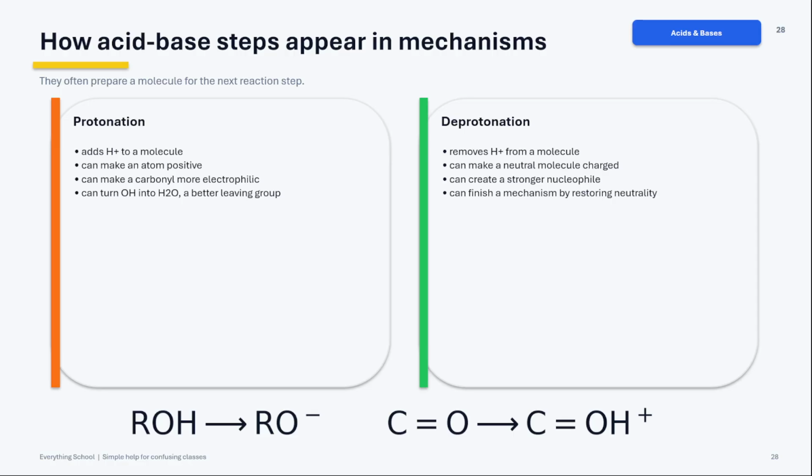Deprotonation removes H+ from a molecule. It can make a neutral molecule charged, create a stronger nucleophile, or finish a mechanism by restoring neutrality. This slide is showing why acid-base chemistry matters beyond simple acid-base questions. Protonation and deprotonation are often setup steps or cleanup steps in a full reaction mechanism.